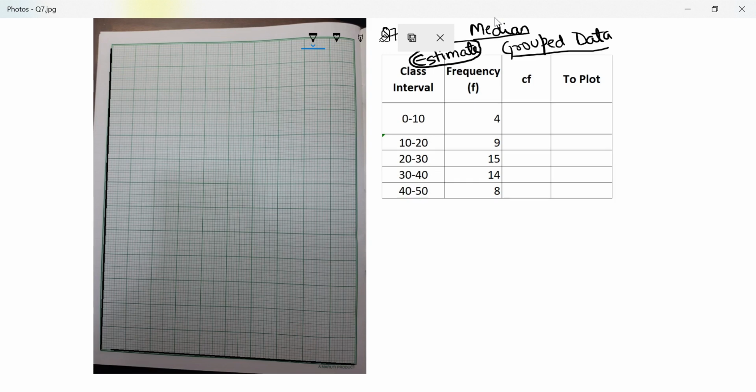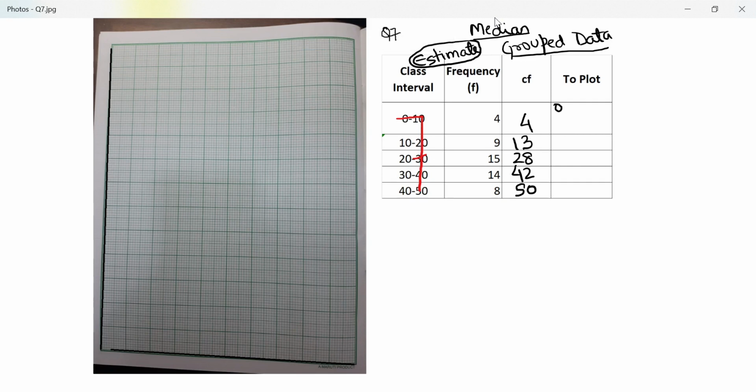For drawing an ogive, which we learned in our previous chapter, we need to first calculate the cumulative frequency. So let's do that. That's 4, 4 plus 9, 13, 13 plus 15, 28, 28 plus 14, 42, 42 plus 8, that's 50. The next column, like I've always said, is not mandatory, but I prefer to draw it, and if you remember how to draw the ogive, perfect.